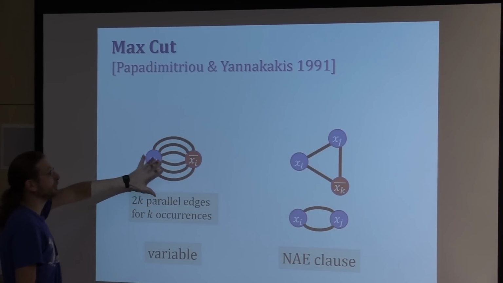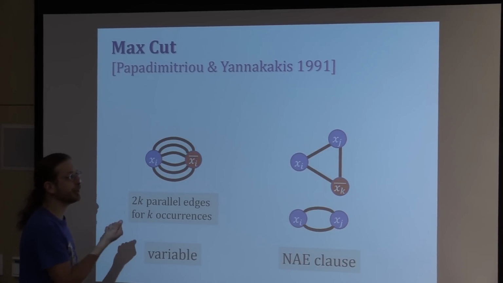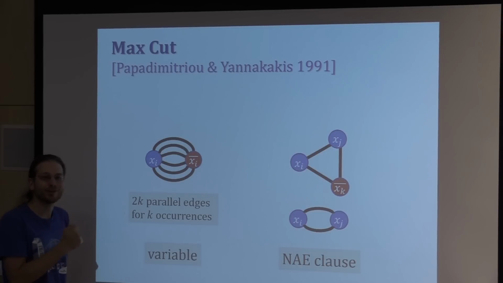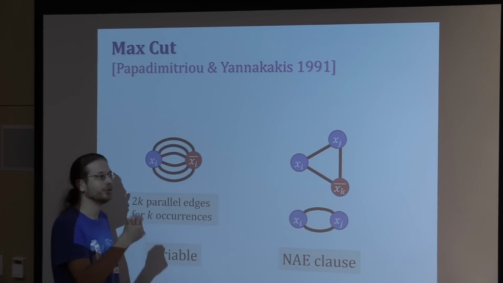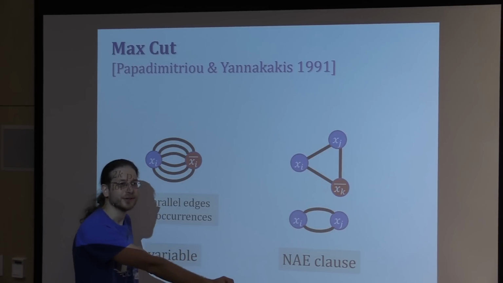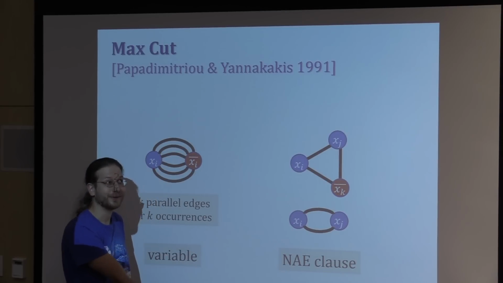So here is the reduction for max cut. So again, we're trying to simulate max not all equal 3 sat. Now, we actually saw in the planar lecture, planar 3 sat, that you can reduce planar not all equal 3 sat to planar max cut. And then we use that to get a polynomial time algorithm for planar not all equal 3 sat.